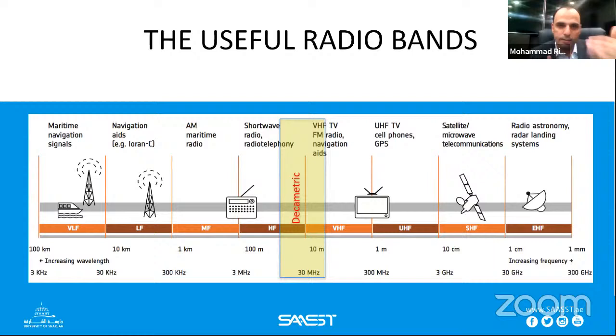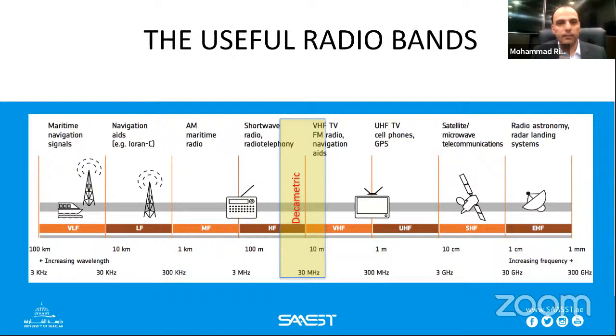There are other bands below this one. This is called the hectometric radio band, and kilometric. Look at this wavelength. It is in kilometers, the kilometric waveband, and so on. And here is decimetric, centimetric, millimetric. So this is the decametric. That's why we call this project a decametric radio telescope.